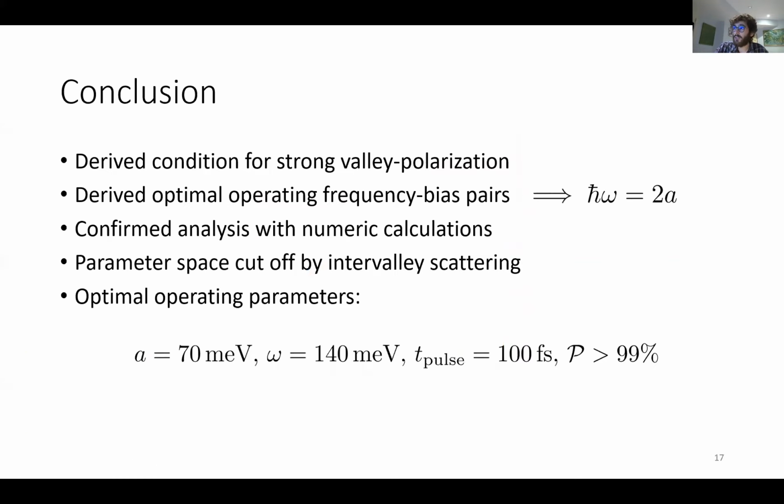And so in conclusion, we've derived a condition for strong valley polarization, namely the AB ratio, and we related that to the energy dispersion and the bias, and that allowed us to derive this relationship for the optimal frequency. We then confirmed that analysis using the numerics, and then from the results, realized that the parameter space is cut off slightly by intervalley scattering. And then finally, the optimal operating parameters you can see here.